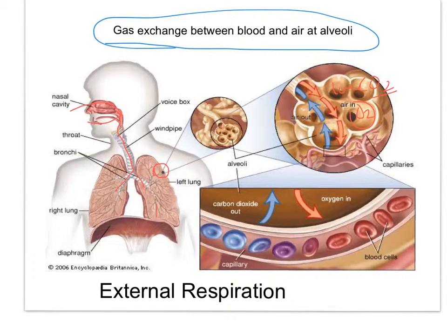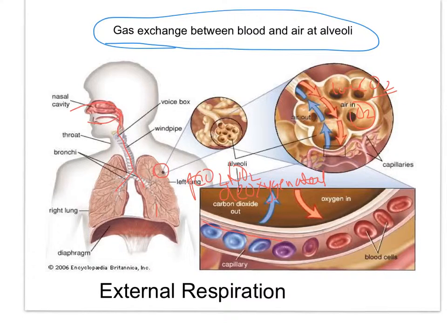So the blood that is coming from the heart to the lungs is deoxygenated blood. That means blood that is low in oxygen. It doesn't mean there's no oxygen. It just means it's low. And it is blood that is high in CO2.